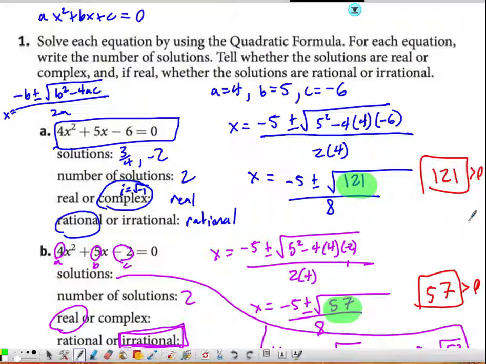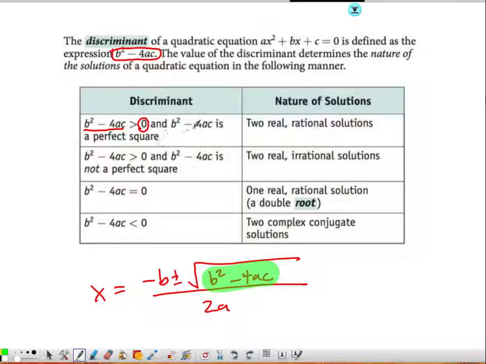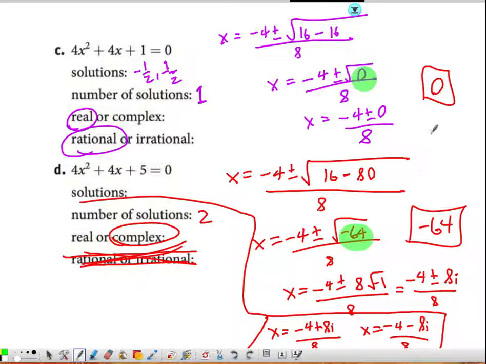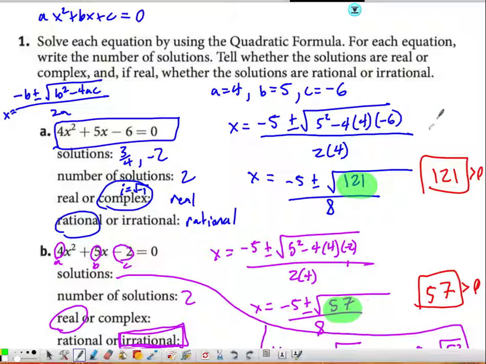No. Now, what is the second part? b squared minus 4ac is a perfect square. Which one of these are perfect squares? It's going to be this one. This is a perfect square.